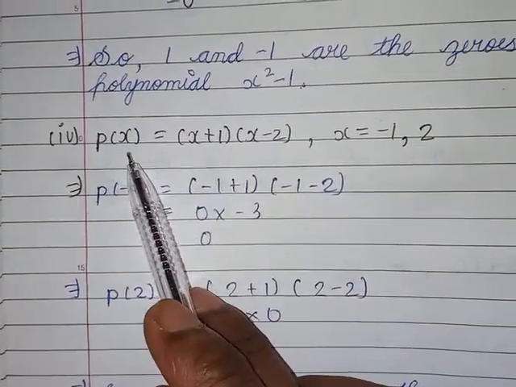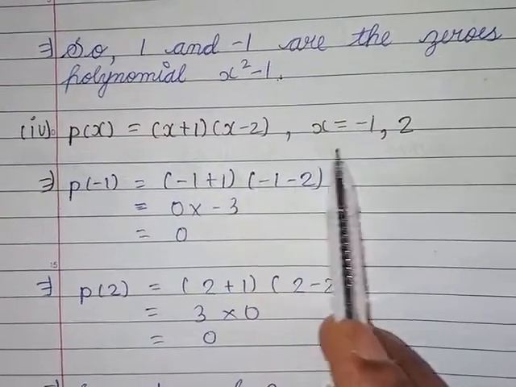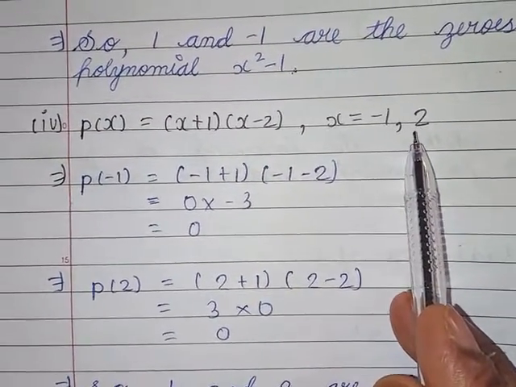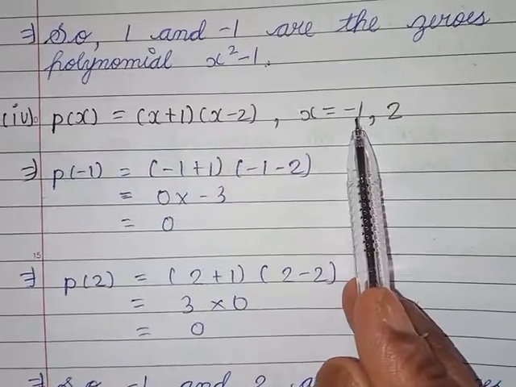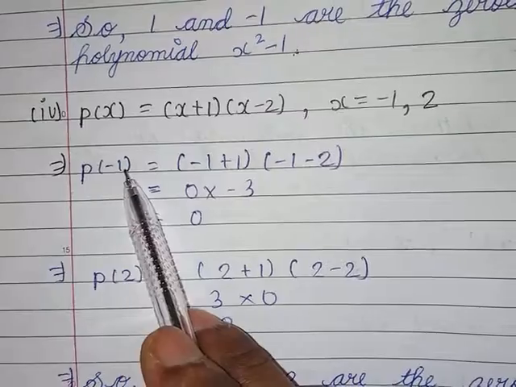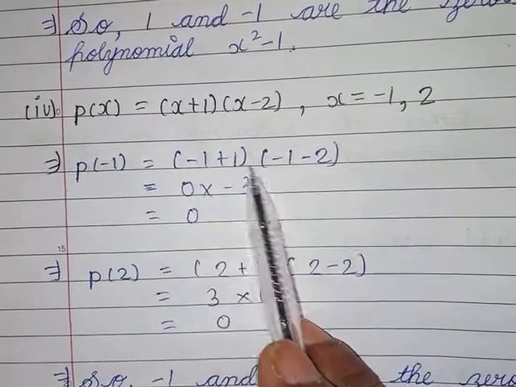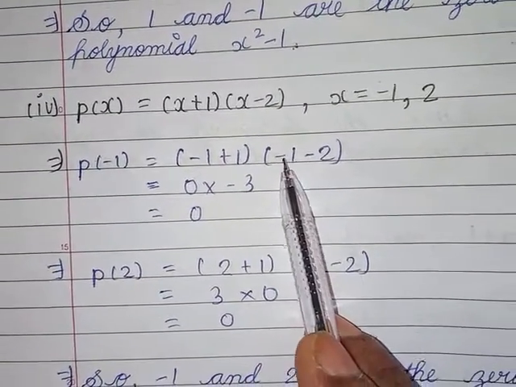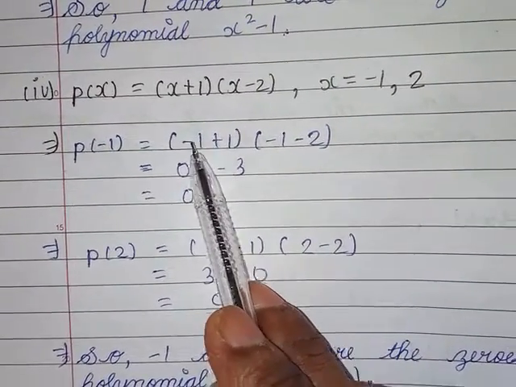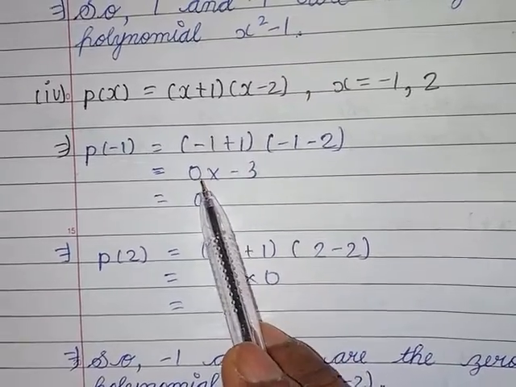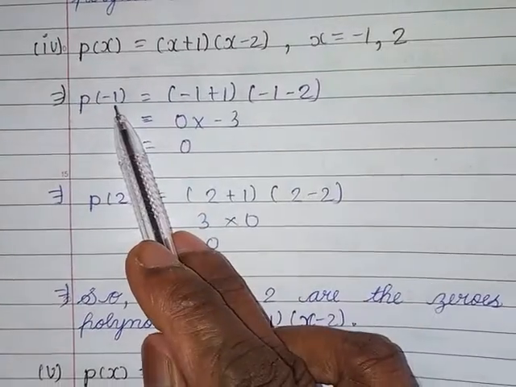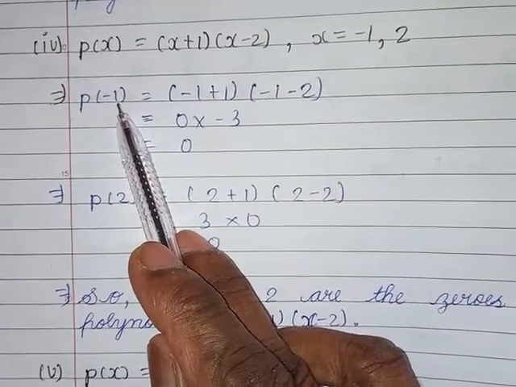Now the fourth one, P of x is equal to x plus 1 times x minus 2. We have to check whether minus 1 and 2 are the zeros of the polynomial or not. Substitute, in place of x, minus 1. So P of minus 1 is equal to minus 1 plus 1 times minus 1 minus 2. Minus minus means same sign, you have to add it, so it will become minus 3. Minus 1 plus 1 becomes 0. So 0 into minus 3 is 0. So minus 1 is a zero of the given polynomial.